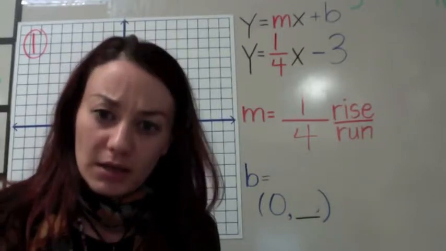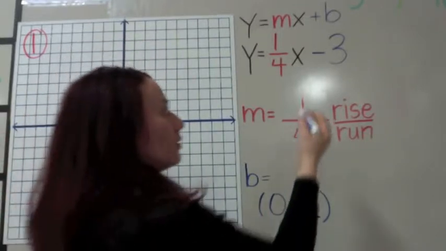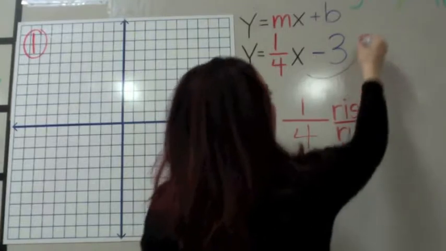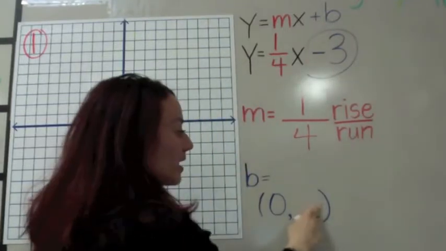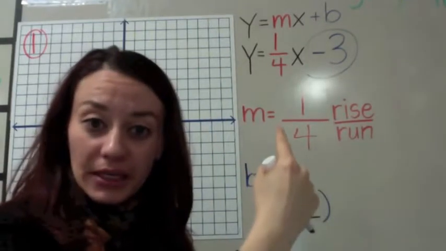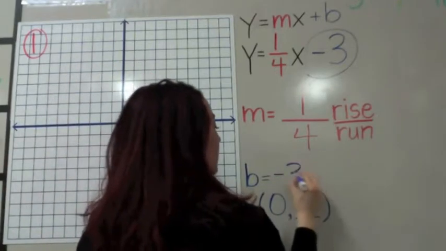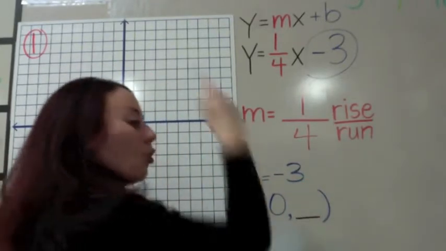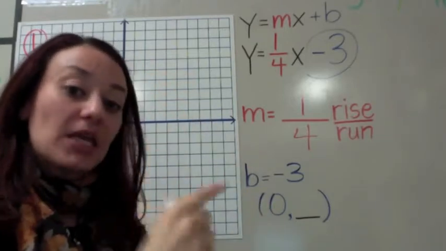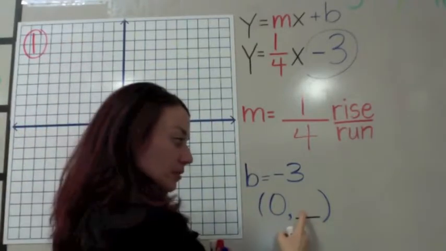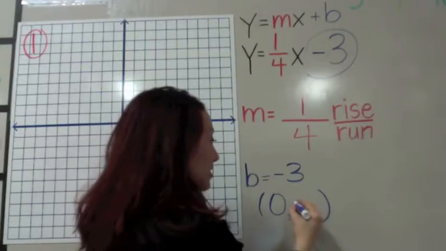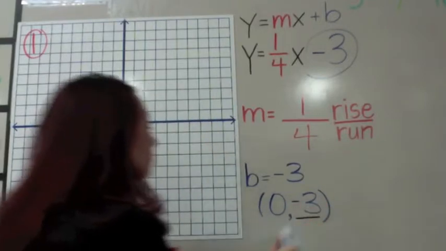What is the y-intercept in this equation right here? Let's circle it. Could you circle -3 for me? What is b? b is -3. So we write, b equals -3. And so that means we're going to start by graphing 0, what? 0, -3. That's the y-intercept.